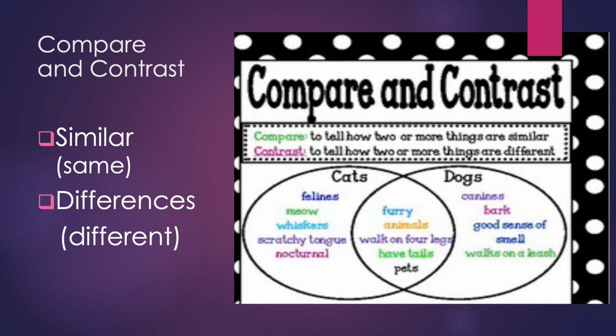So for cats, cats are felines. They meow, they have whiskers, a scratchy tongue, and they're nocturnal. And for dogs, dogs are canines. They bark, they have a good sense of smell, and they walk on a leash. And then in the middle of this picture, it's showing you all the things that they have that are similar. They're both furry, they're both animals, they both walk on four legs, they have tails, and they are pets.